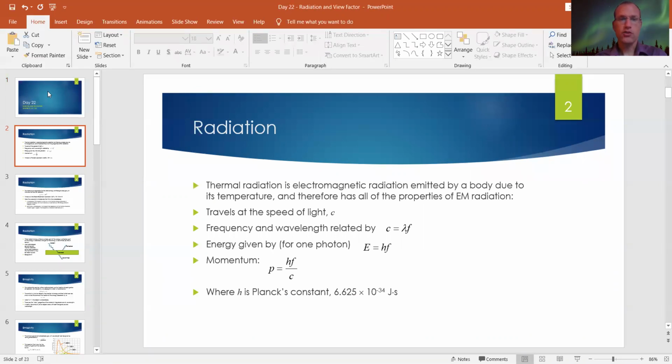Because this is electromagnetic radiation, it has all the properties of electromagnetic radiation, such as traveling at the speed of light, frequency and wavelength related by this speed of light. C is wavelength times frequency. The energy for one photon is h times f, where h is Planck's constant, 6.63 times 10 to the negative 34th joule seconds. It has a momentum, hf over c. So all the standard electromagnetic basic equations.